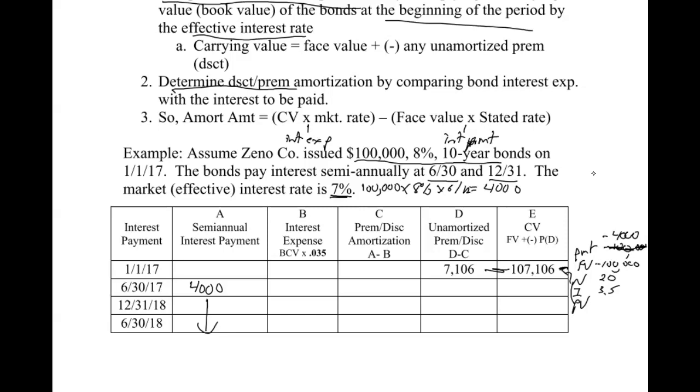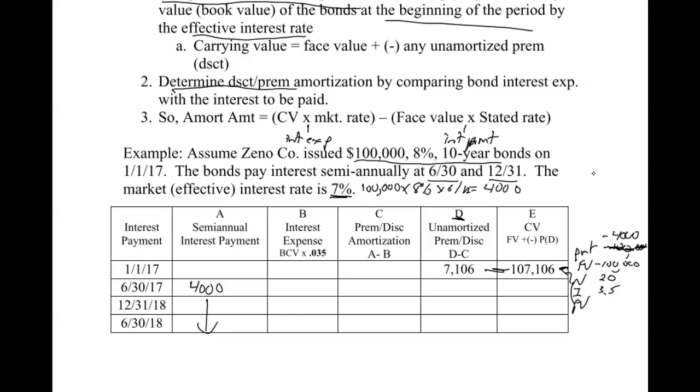So let's talk about it. This is our amortization table. You can see we have interest payment, interest expense, our amortization, and this unamortized premium or discount. This column right here, column D, think of it as the T account. That's really what it's capturing.